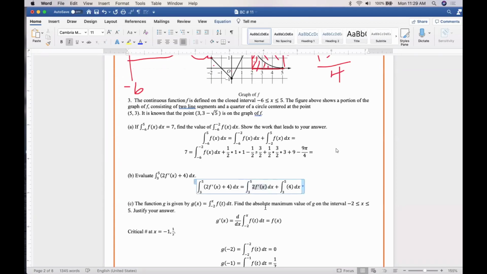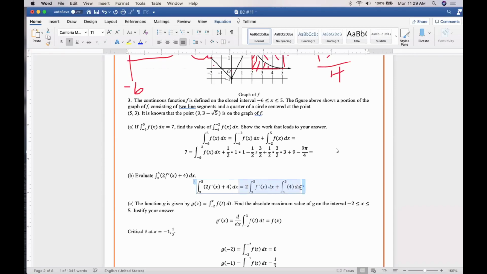First, the 2 is constant, and the constant should go outside. And then what's the integral of a derivative? Integral of a derivative, according to the meaning of integral, is to go back to the original function. That means this equal to f of x. And then evaluate the function with 5 minus evaluate the function with 3.